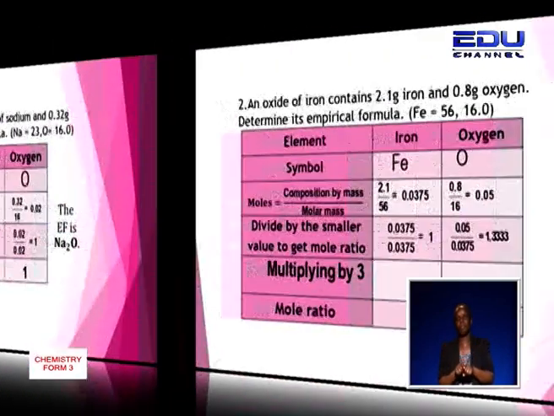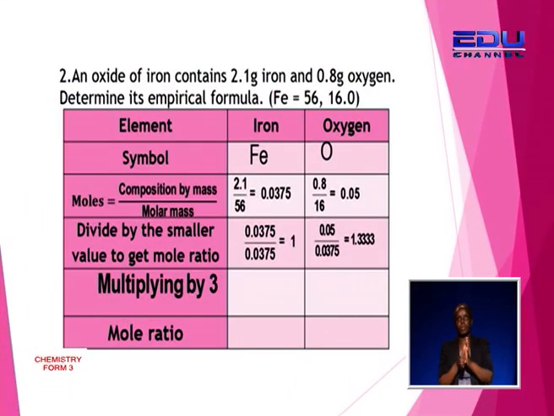Let's look at another example. An oxide of iron contains 2.1 grams of iron and 0.08 grams of oxygen. Determine its empirical formula. You are given the relative atomic mass of iron is 56, and for oxygen is 16. Let's look at now how we are able to get the empirical formula.